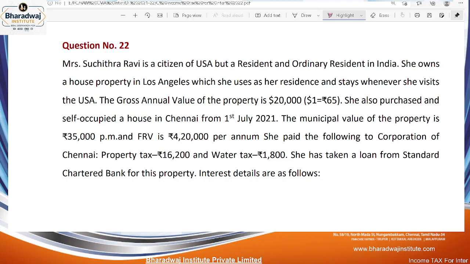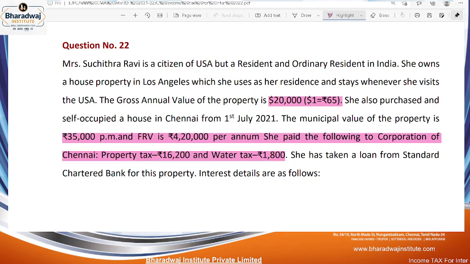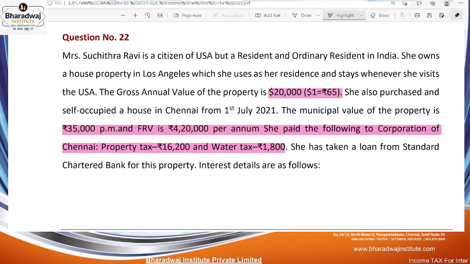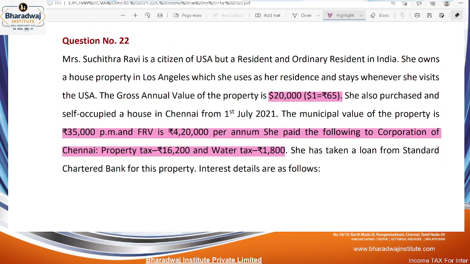Okay, for us, the gross annual value is given. She purchased a self-occupied house on 1st July 2021. The municipal value of the house is 35,000 per month. Okay, as this is given. She has taken a loan from Standard Chartered Bank for this property. Interest details are given to you. You shall read the problem fully, then we will solve.